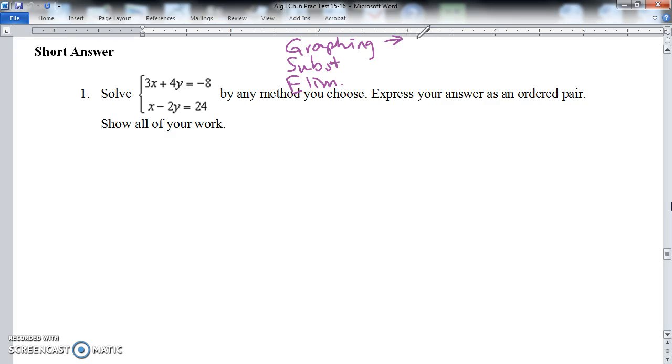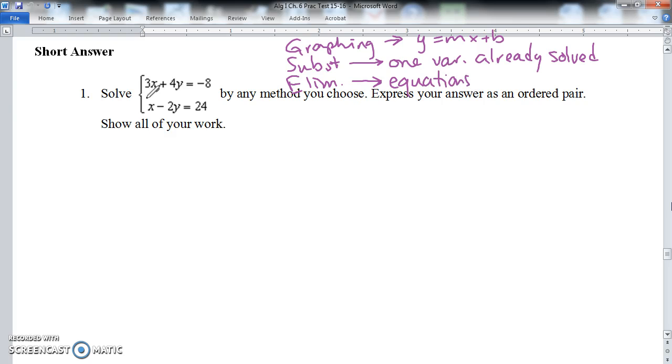Graphing is really useful when we have both equations in y equals mx plus b form. That would be slope-intercept form. Substitution is useful most of the time when we have one variable that is already solved. And elimination is most useful when we have 2 equations that line up. And by that I mean the x's and then the y's and the equals and the numbers. It doesn't have to be in this order exactly, but they do have to line up exactly the same.